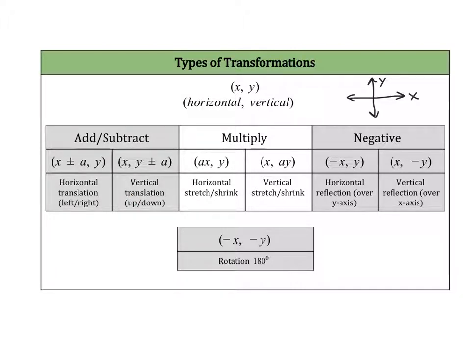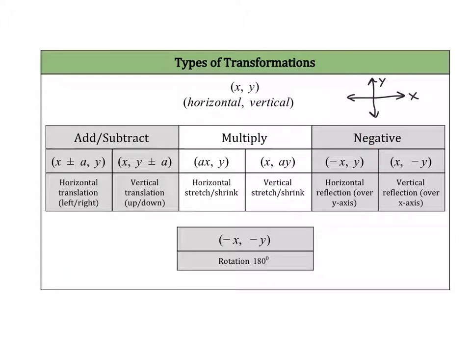Another way you can transform is by multiplying. Here you can see that we started with xy, but we multiplied x by our a value. Anytime you're multiplying your x value, we call that a horizontal stretch or shrink, depending on if you're multiplying by a number more than 1 or less than 1. And if you're multiplying your y value by some number, a, we call that a vertical stretch or shrink. Remember, anything with x is horizontal, anything with y is vertical.